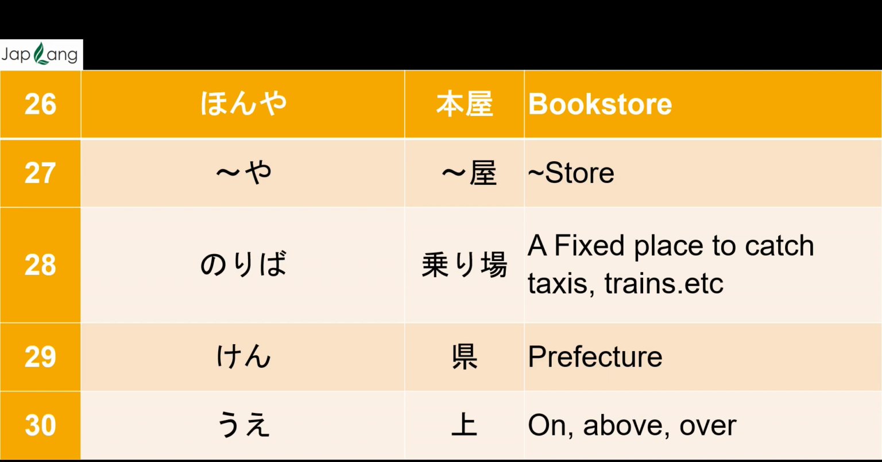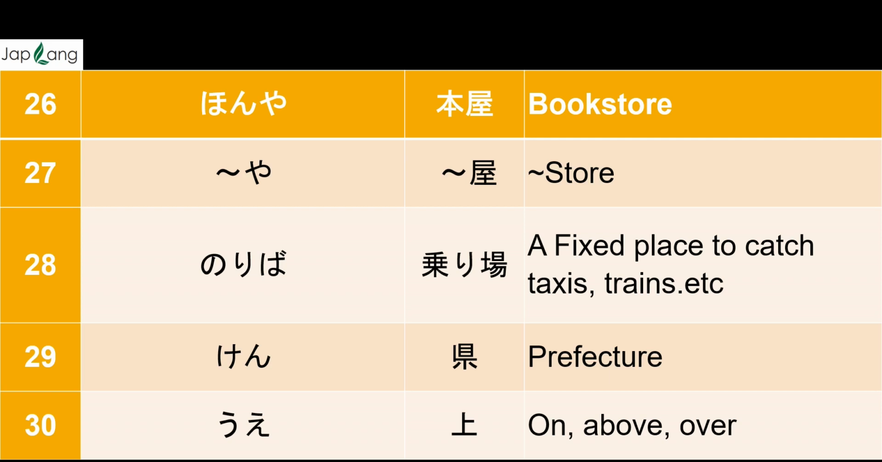Ya is store. It can be hon-ya or hana-ya, the flower shop, etc. Very good. Yeah, it becomes that particular thing shop. Noriba is a fixed place to catch taxis, trains, etc. Noriba wa doko desu ka? Where is a place where I can get into a taxi or train? Ken is prefecture. What we have as district and state here in India, we have Ken in Japan. Chiba Ken or lots of Ken are there.